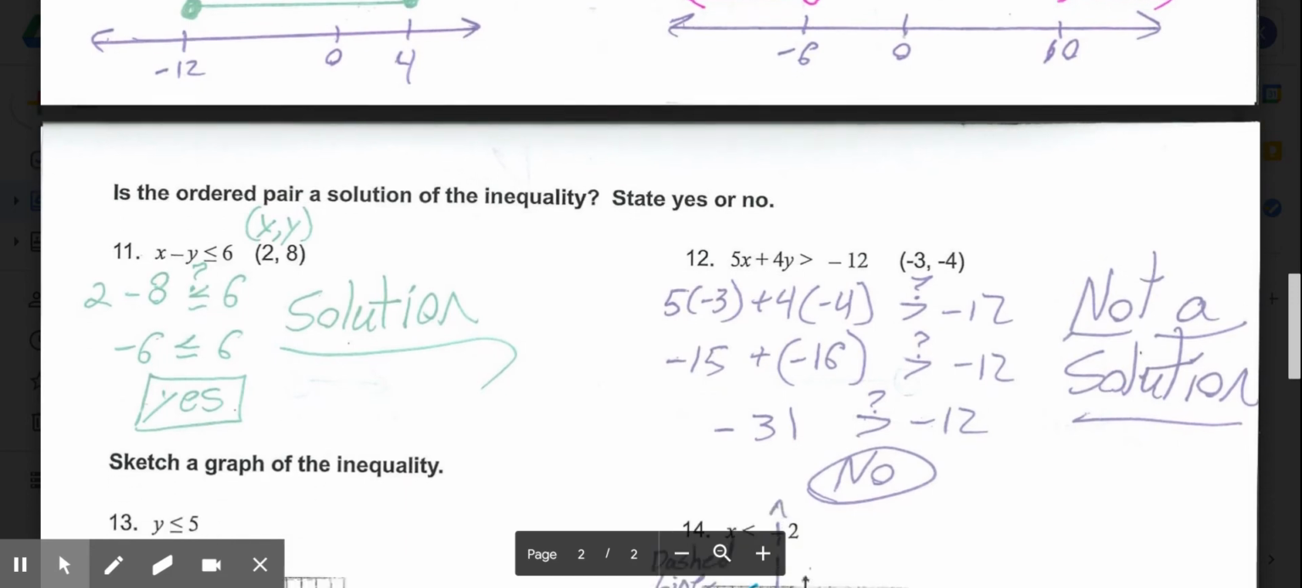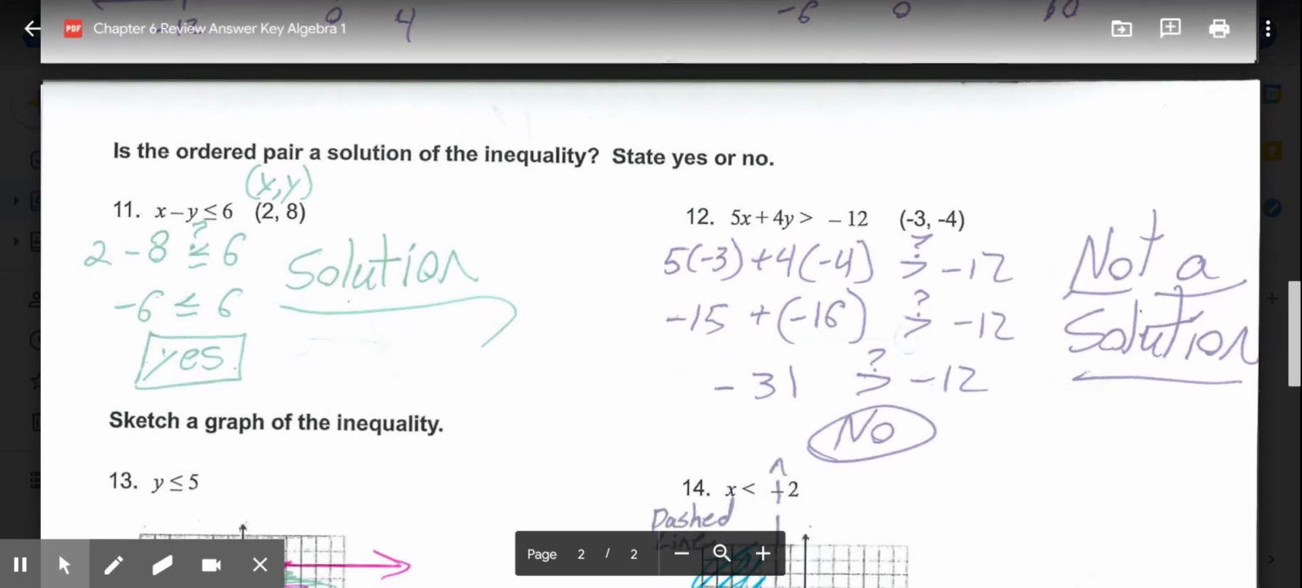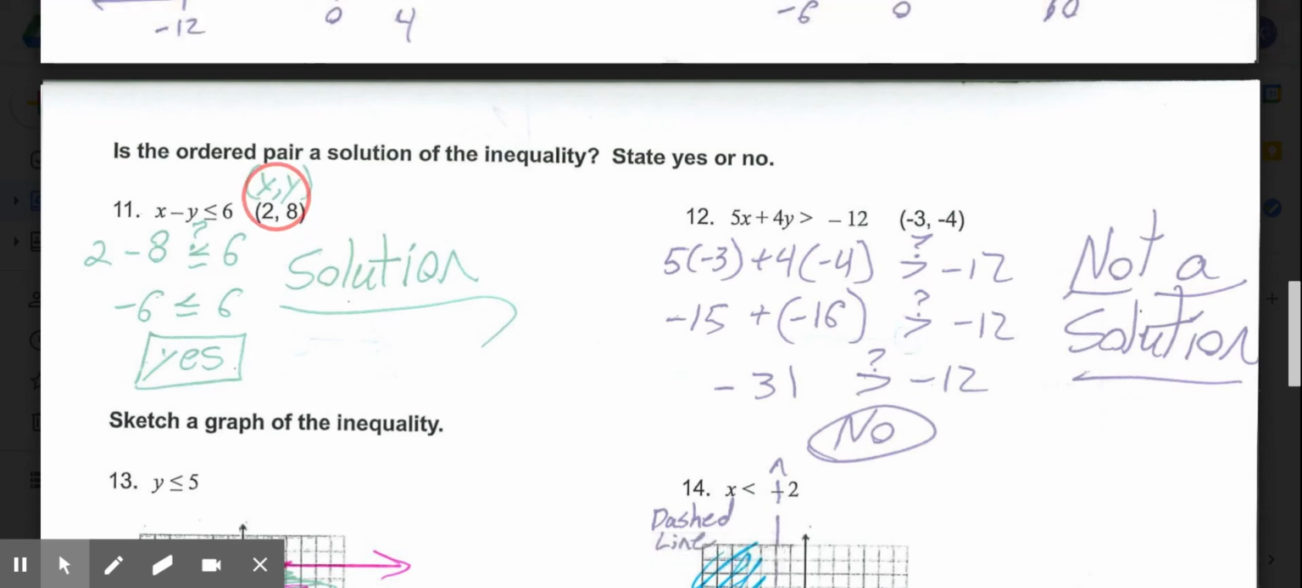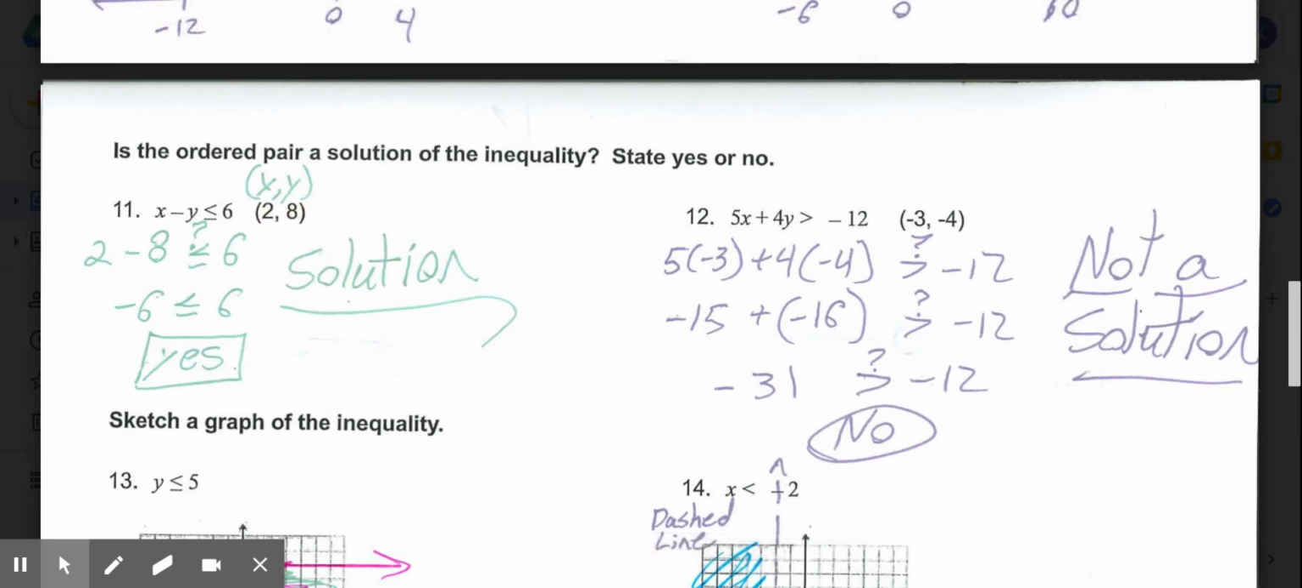Now, 11 and 12, we're checking, is the ordered pair a solution of the inequality? So remember, ordered pairs are always written as x comma y. So we're going to substitute in the x and y values and check if the inequality is true. So in number 11, we end up with 2 minus 8, and we're checking if that's less than or equal to 6. So is -6 less than or equal to 6? Yes, it is, which means (2, 8) is a solution.